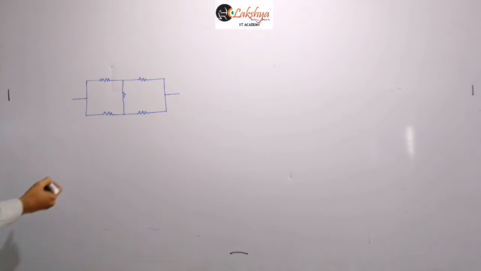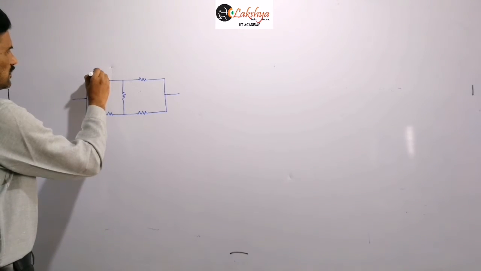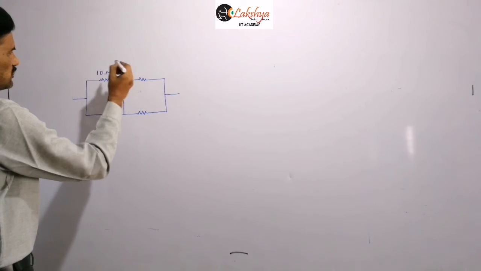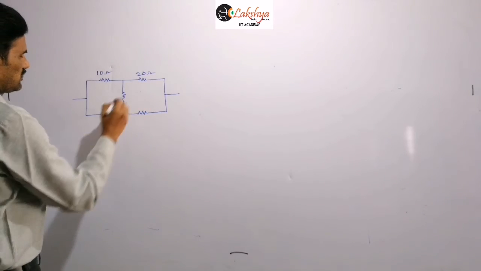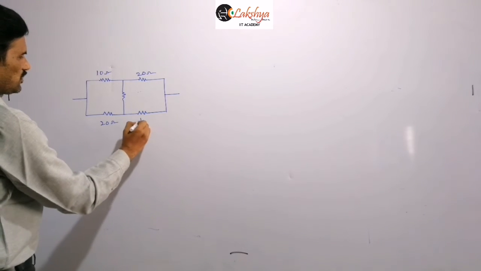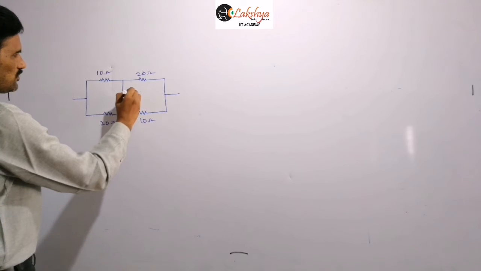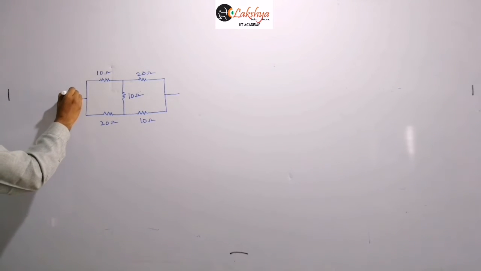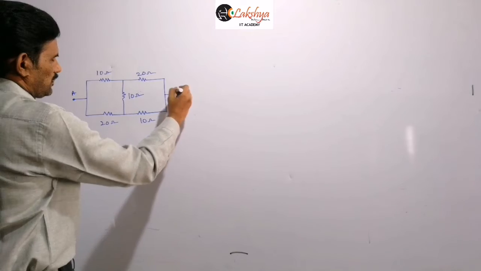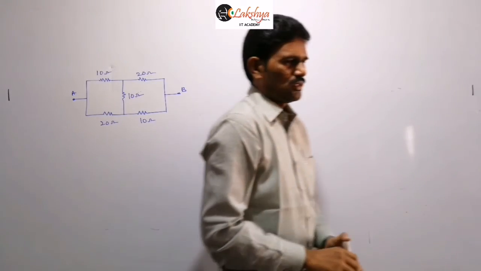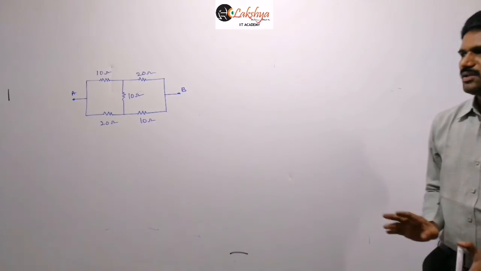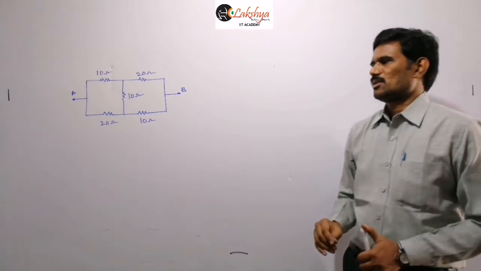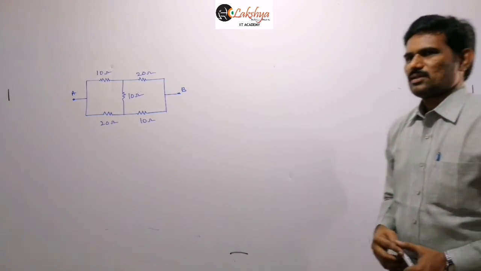So then this is our circuit here. Suppose I am taking this is 10 ohms, 20 ohms, and this is 20 ohms, 10 ohms, and this is 10 ohms. So we need to find the effective resistance between the points A and B. So just write that problem. Find effective resistance between the points A and B in the circuit shown in figure.